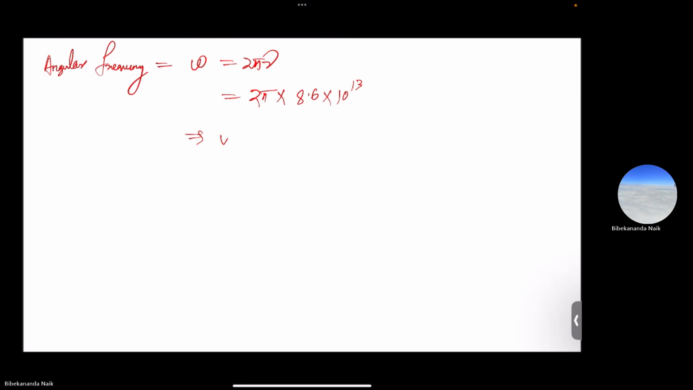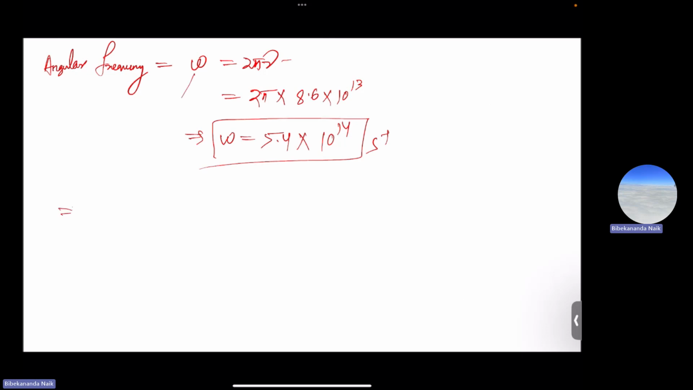Now we know the angular frequency is given as omega equals 2 pi nu. So 2 pi into 8.6 into 10 to the power 13. Then omega equals 5.4 into 10 to the power 14 second inverse. So this is the frequency, and this is the angular frequency.